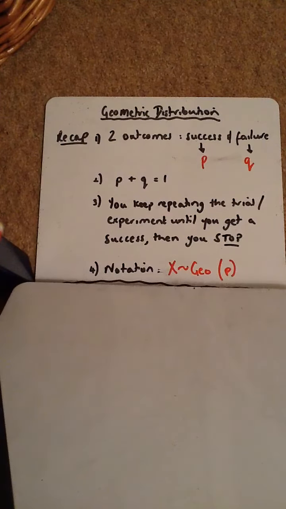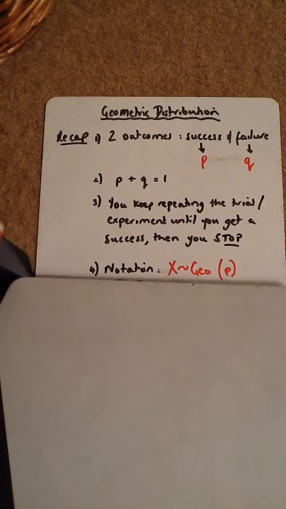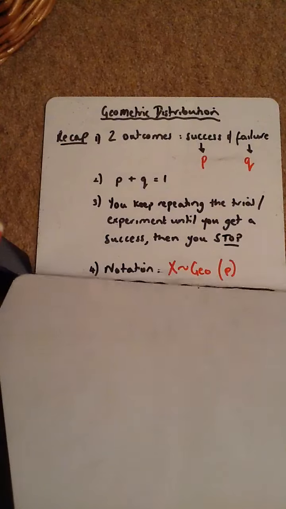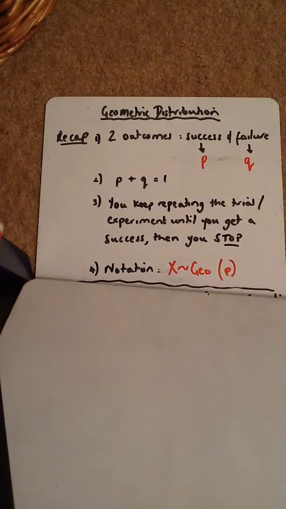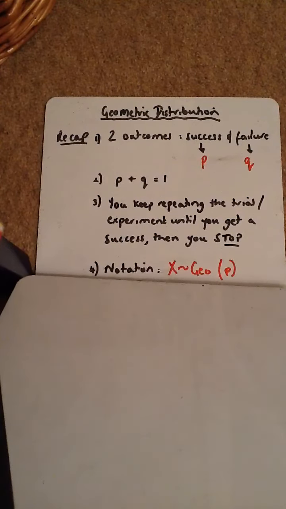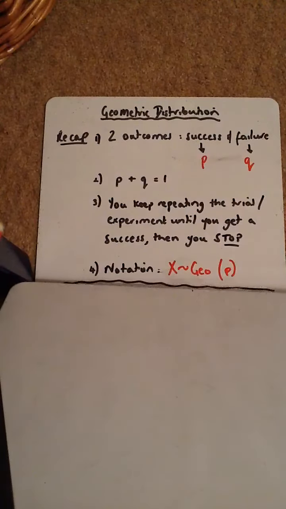We know that there are only two outcomes. There's success, which I associate with probability small p, or there's failure, which I have as small q. There are only two outcomes, so therefore the probability of p plus the probability of q must equal 1. So when I'm talking about success and failure, the question will tell me what a success is, and everything other than that is therefore a failure.